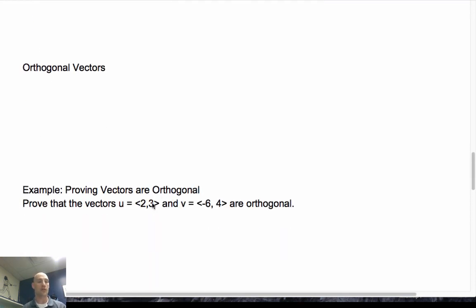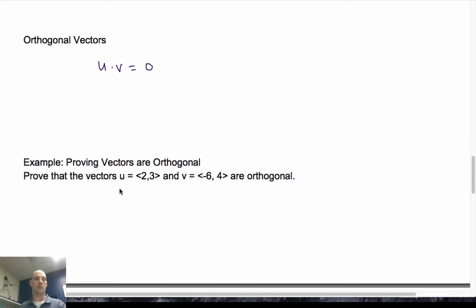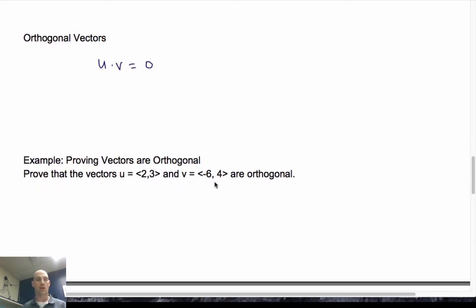Orthogonal vectors. Orthogonal vectors are vectors for which u dot v is equal to 0. So they undo one another, and we want to prove that the vectors u and v are orthogonal. So we're going to do u dot v. Does it equal 0? I'm going to put a question mark over there. It's asking the question, does it equal 0? If it does, then they're orthogonal.